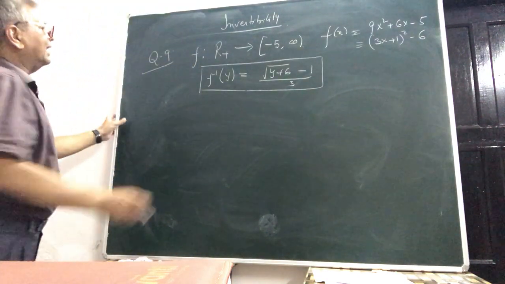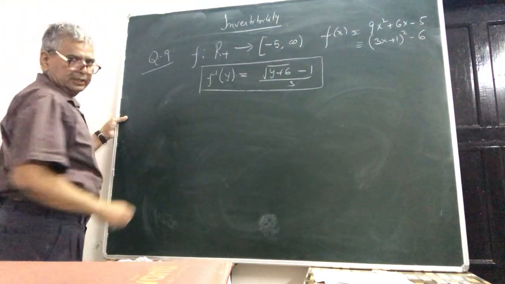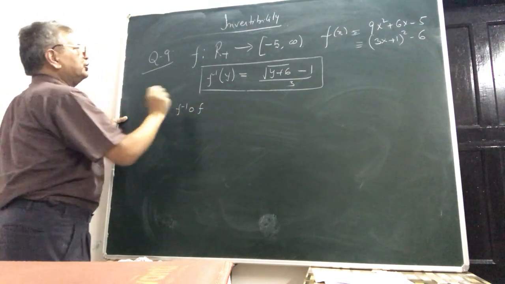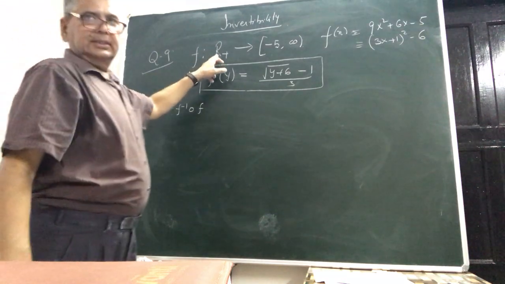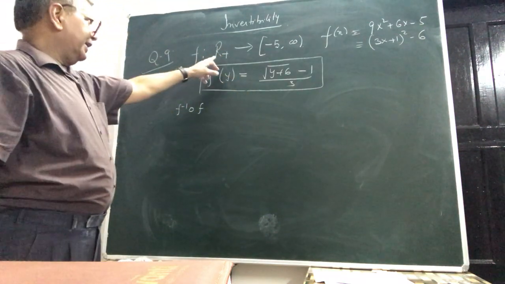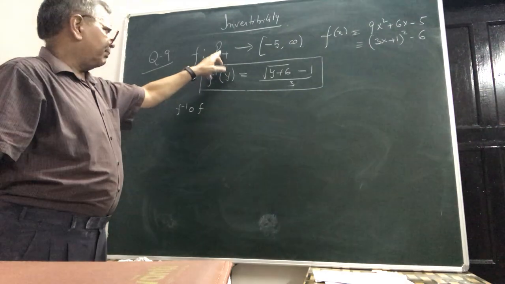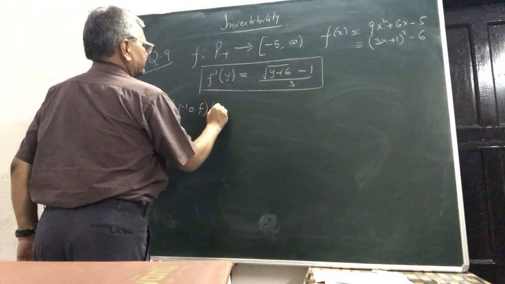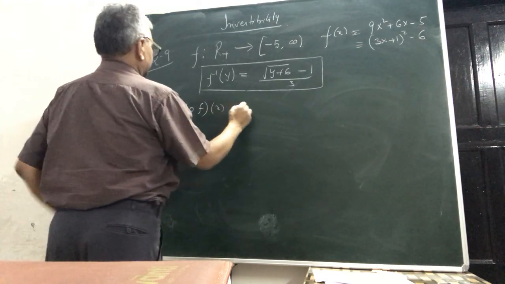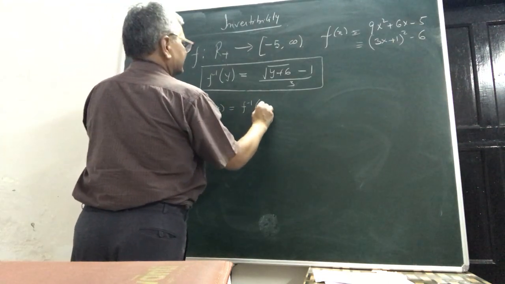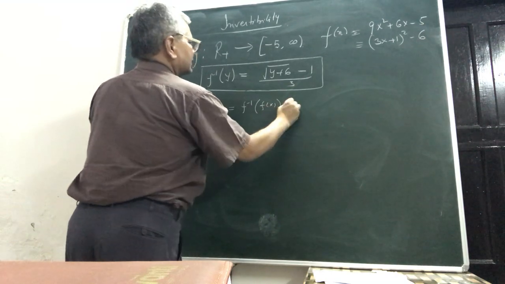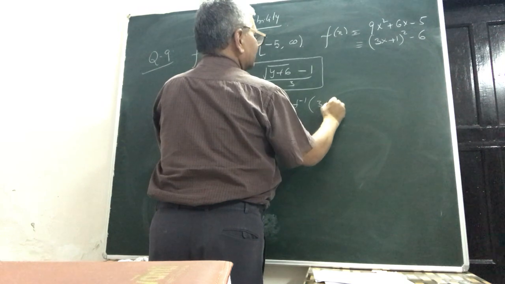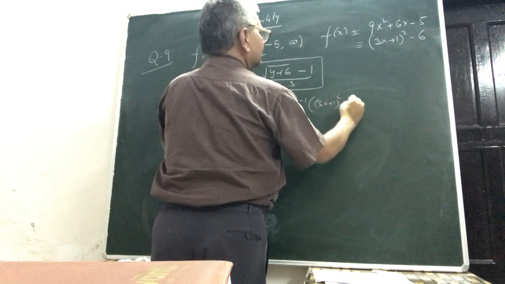So now let us calculate. If this is the inverse, then let us calculate f inverse of f. And we will show that it is nothing but the identity function on R plus. Okay, so f inverse of f. Let me take it from x. So this will fetch me f inverse of fx. And fx is what? Your (3x plus 1) whole square minus 6.